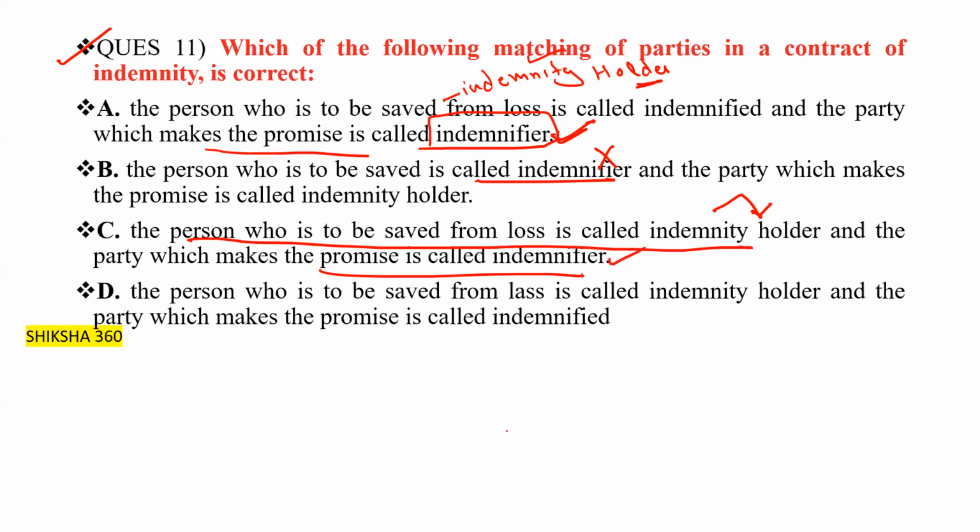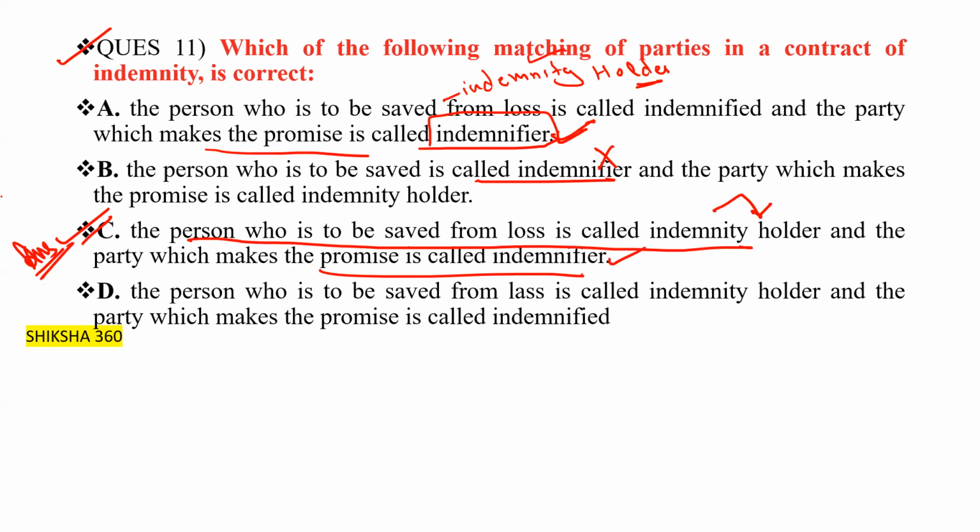This one is also correct. The party which is going to give the promise is called the indemnifier. So option number C is the correct answer here.